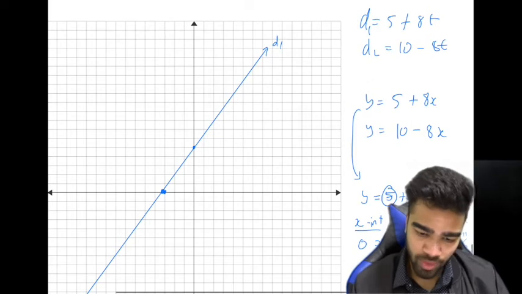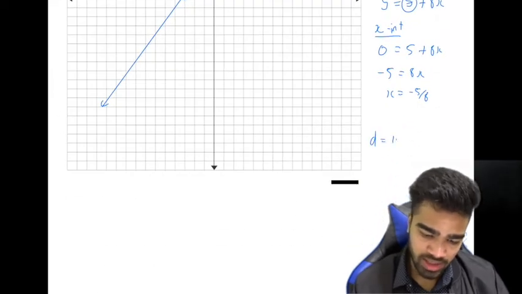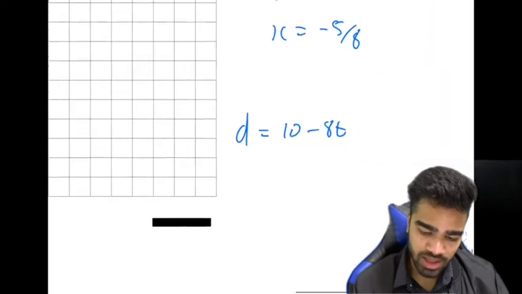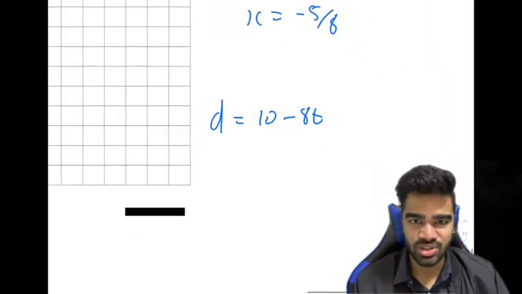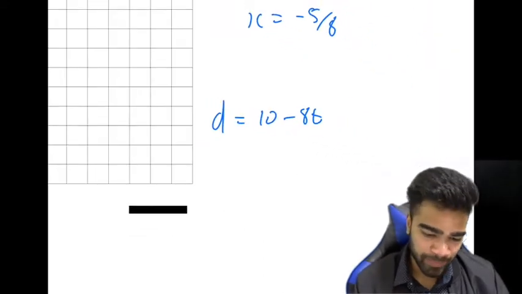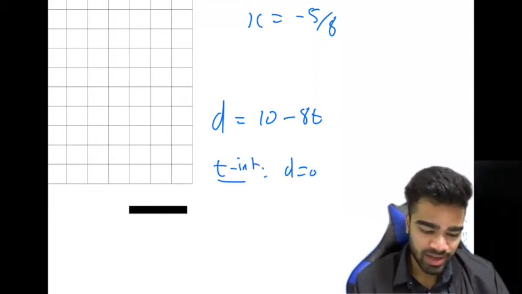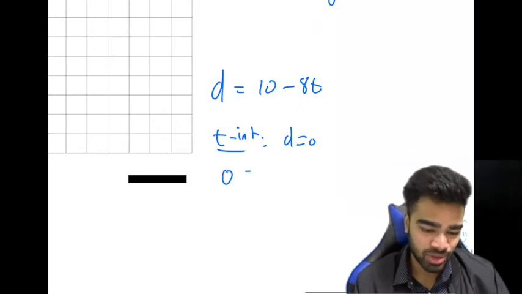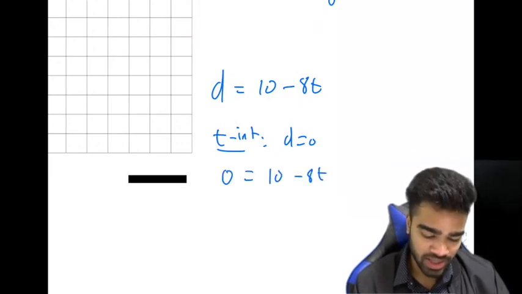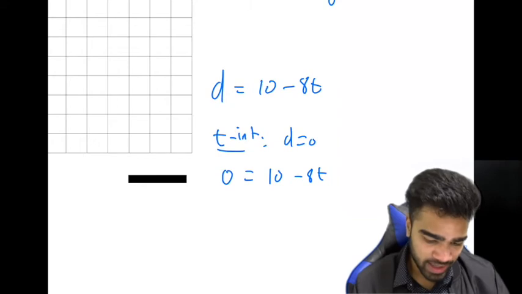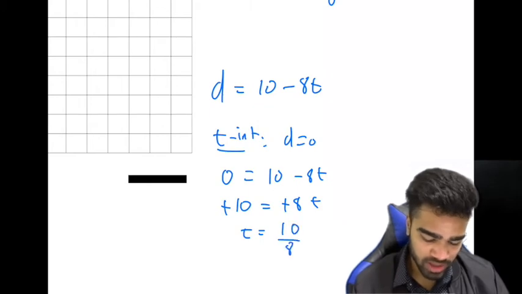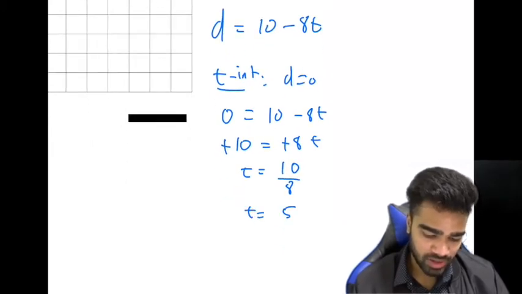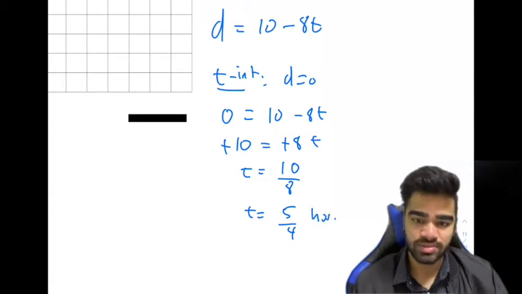All right, next graph was 10 minus 8t. D is equal to 10 minus 8t. So I'm going to use d and t instead of y and x just to show you what it's like. So remember, to find the t-intercept, which is kind of the x-intercept, you make d equal to 0. So it's the same logic. 0 is equal to 10 minus 8t. Take 10 to the other side. Negative 10 is equal to negative 8t. T is equal to, you can make it positive, 10 over 8. So time is going to be 5 over 4 hours.